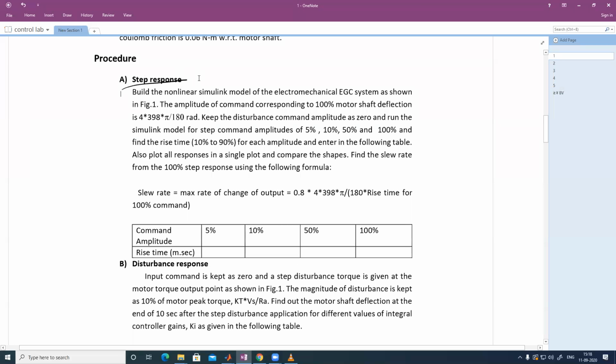That is a step response. So in that step response, you have to give the command amplitude corresponding to 100% sharp deflection. So 100% sharp deflection is this one only. So linear system one is giving, everything will be the same. For this non-linear system, 100% command amplitude is this one. And keep the disturbance command amplitude as 0.